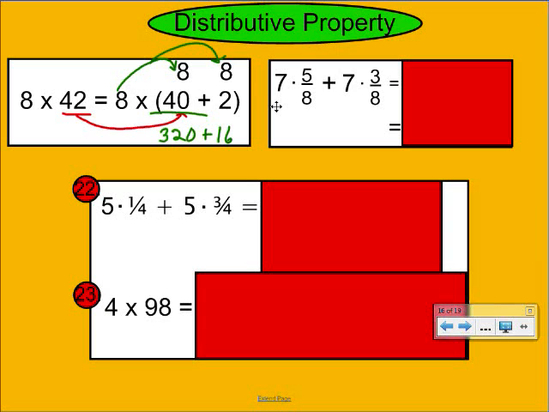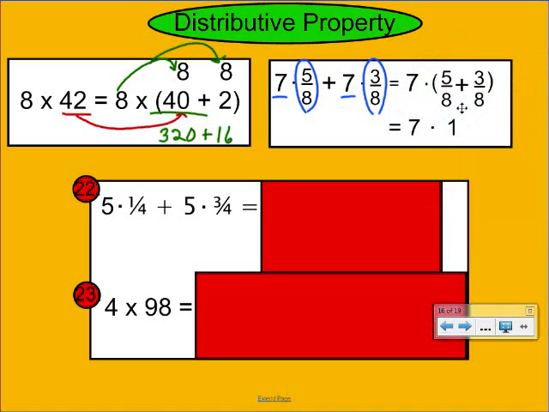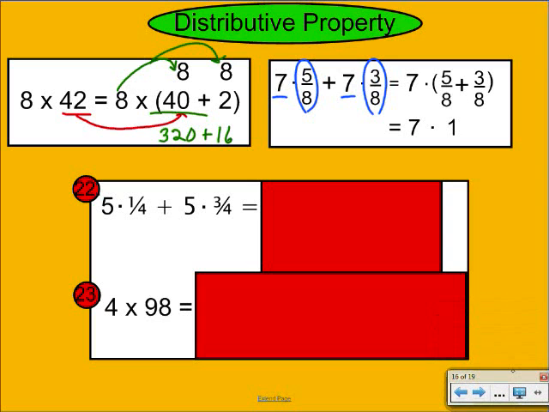336. In my second example, I'm taking 7 times 5/8 plus 7 times 3/8. And I notice here that I'm multiplying each time the same number. So I can focus on these fractions and say, wait a minute, this would be an easier problem if I combine those fractions. So let's go ahead and take a look at combining those fractions. 5/8 plus 3/8 equals 1, and 7 times 1 gives me 7, making it an easier problem. Can you take a look at number 22 and 23 and try the distributive property in both of those? Pause the video cast while you work.